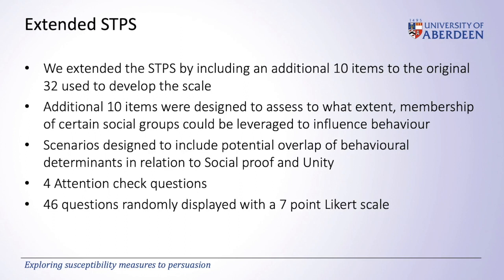To extend the susceptibility to persuasion scale, we included an additional 10 items to the original 32 used to develop the scale. The additional items were specifically designed to assess to what extent membership of social groups could be leveraged to influence behavior. We tried to include scenarios that would include potential overlap between social proof and unity. A further 4 attention check questions were included, and in total there were 46 questions randomly displayed with a 7-point Likert scale to capture participant responses.